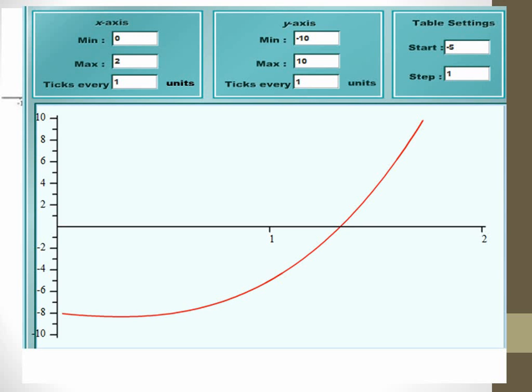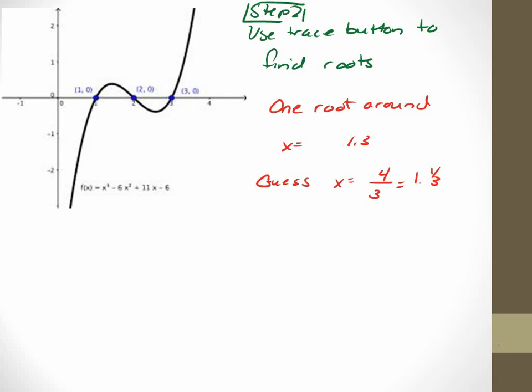But so far so good. I can kind of see where this root is. It looks like it's around a third of the way from 1 to 2. So 1 1/3. That's what I would guess. But I don't need to really guess. I can use a trace button.